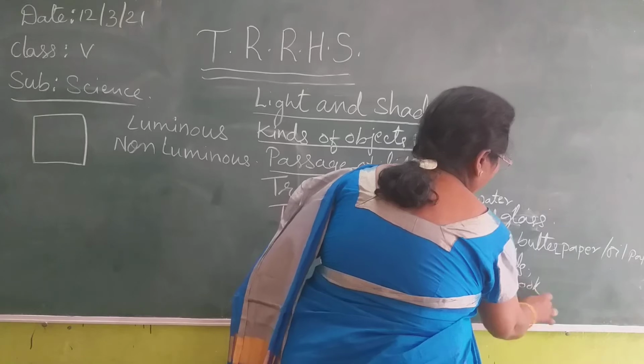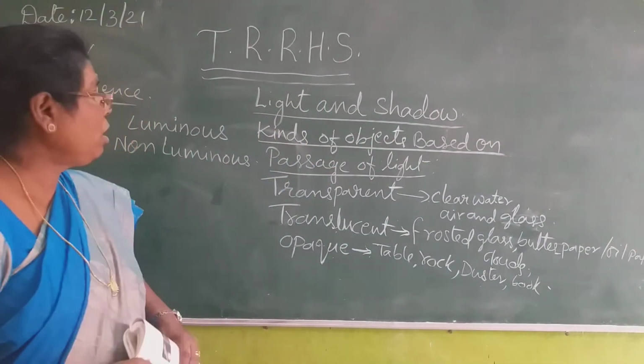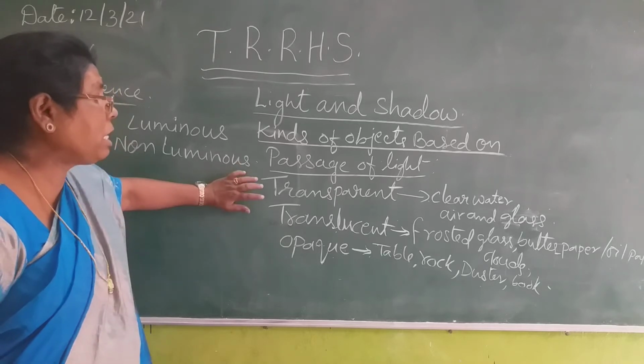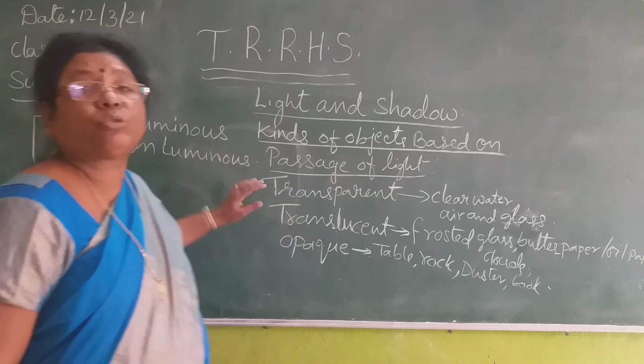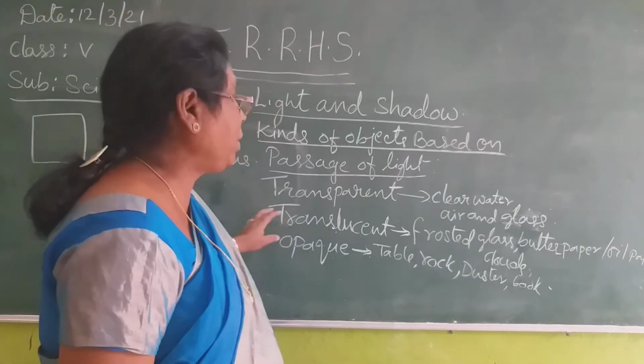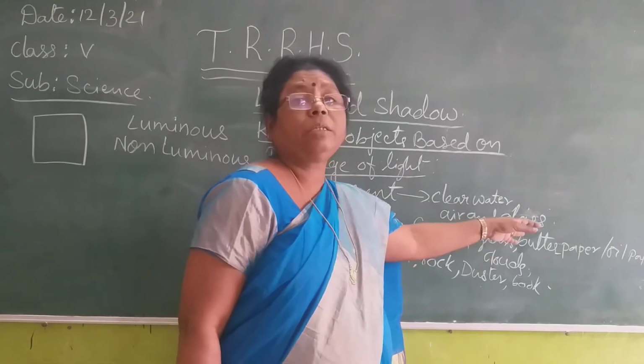All these are the examples of opaque objects. So there are three kinds of objects: transparent, translucent and opaque. Transparent: the light passes easily through the object. Such objects are called transparent objects. Examples: clear water, air and glass.